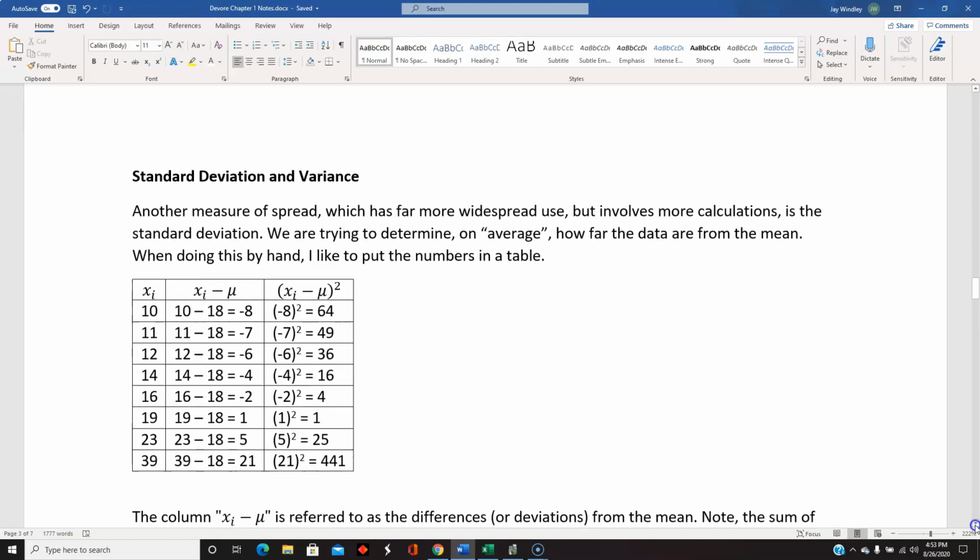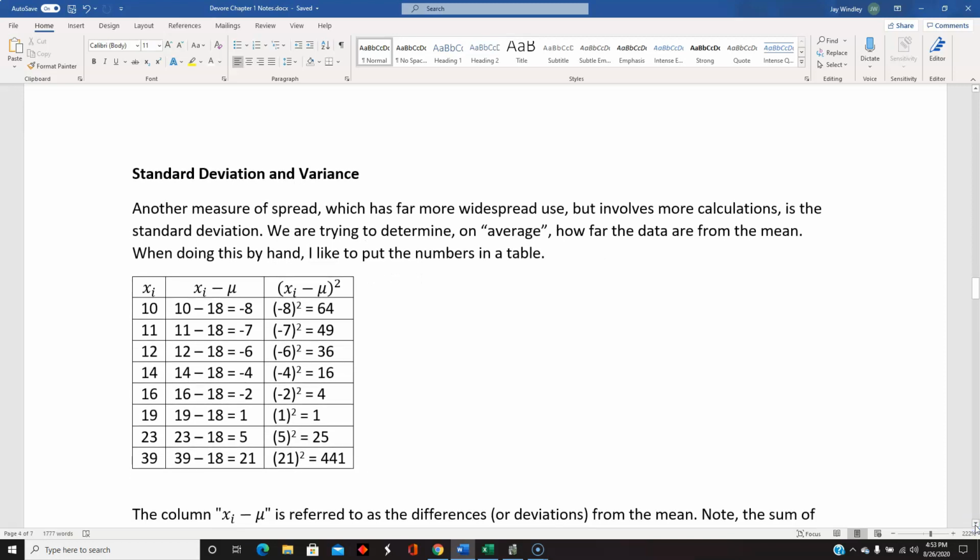So another way to measure spread is by using a measure called the standard deviation, which is a little bit more tricky to calculate. We're trying to figure out on average how far is the data away from the mean, or you could say how far does the data deviate from the mean, which is why we have the term standard deviation.